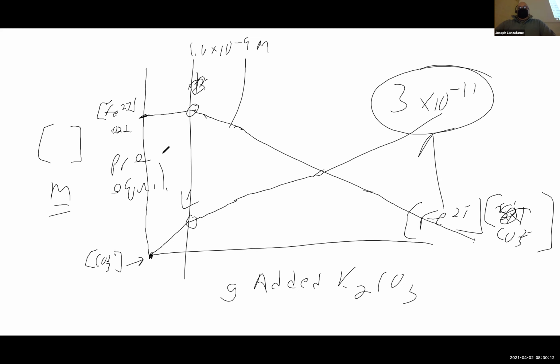In practice here, because I only had iron, I really wouldn't do this as a titration, right? If I want the iron out, I'm just going to dump a scoopful of potassium carbonate in and all the iron's going to crash out. There's no need to do this gradually or carefully.